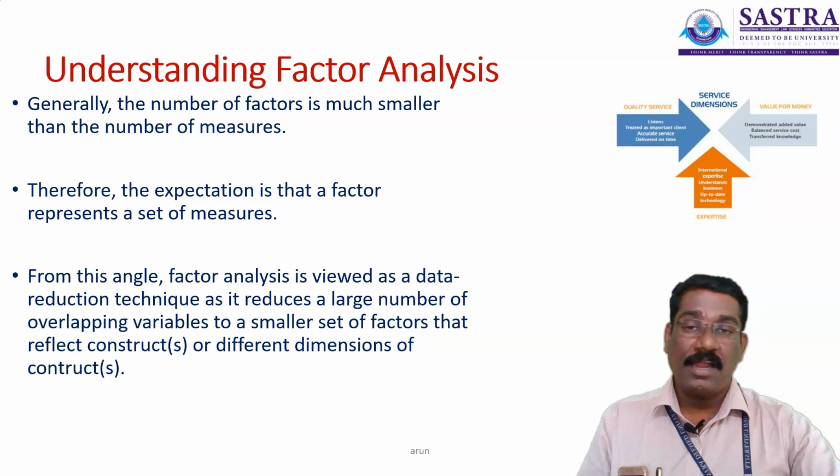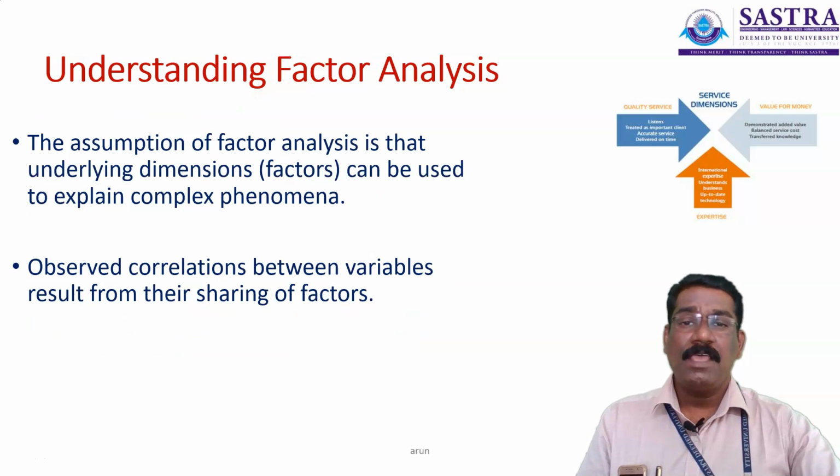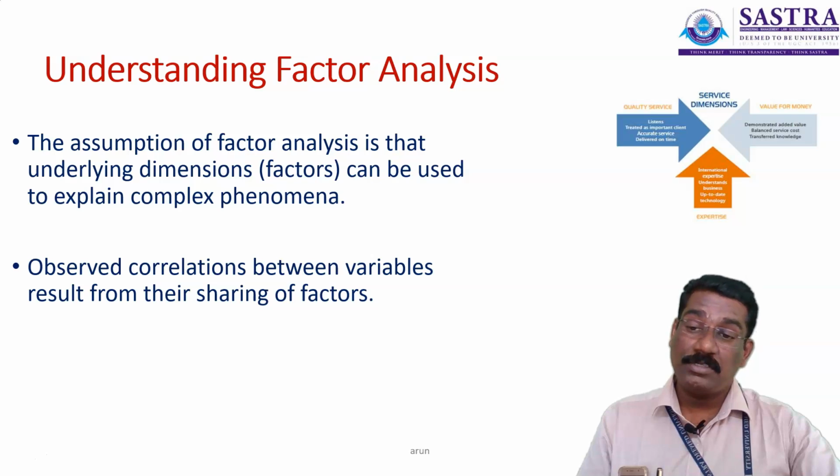You can Google it, and you can look at the scale, and the scale consists of 5 dimensions and 22 variables. Just Google it and do self-learning, and it will give you a better understanding and reinforce the knowledge about factor analysis. And moving further about factor analysis, the assumption of factor analysis is that the underlying dimensions, what we call factors, can be used to explain complex phenomena called service quality.